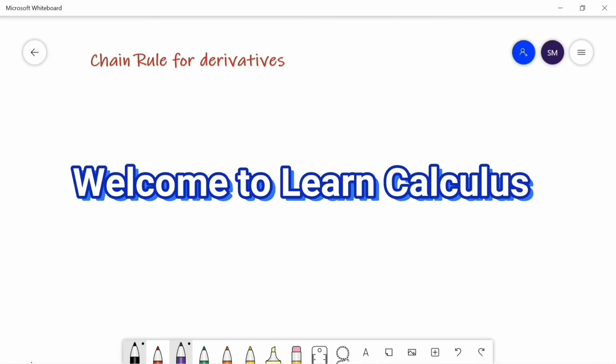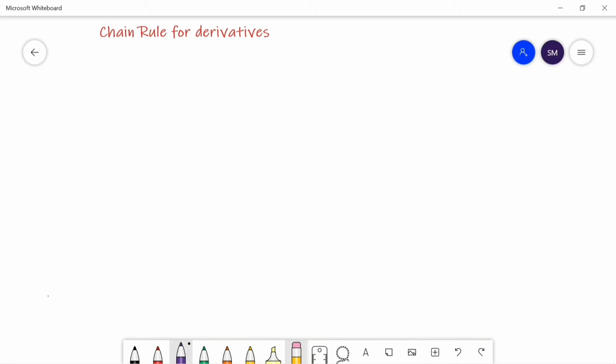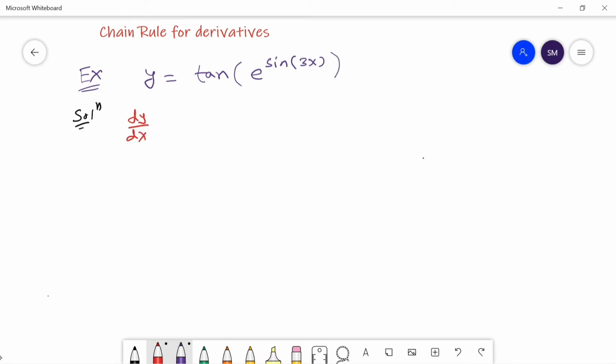This tutorial is part 2 of the series on the chain rule, and in this tutorial we are going to solve many more problems on derivatives using the chain rule. Our first problem is y equals tan of e to the power sine 3x. To solve this problem, we have to apply the chain rule multiple times. So let's see how we can apply the chain rule.